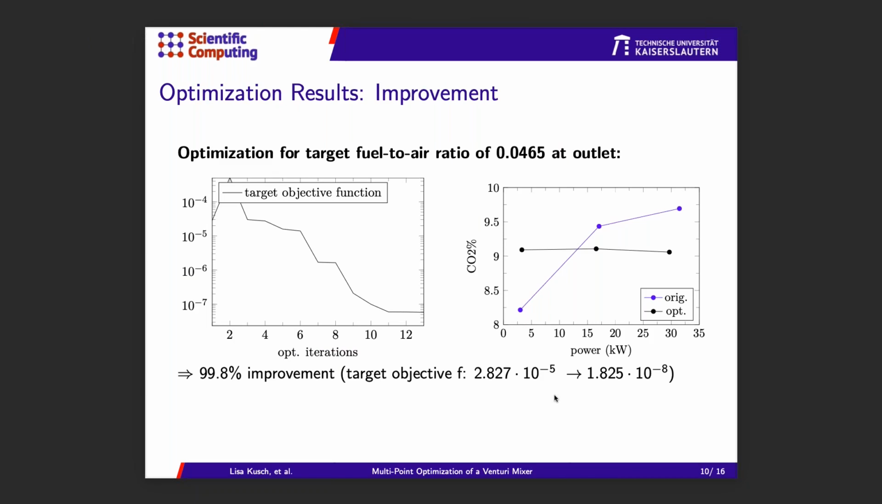Okay, and here on the left-hand side you see the optimization history. So now the objective function is the square distance summed over all powers, and you see that this drops from an order of 10 to the power of minus 5 to 10 to the power of minus 8. And if you look at the figure on the right, the blue one is the original design, the CO2 percentages over the powers, and the black one is the optimized design. You see that's an almost perfect fit to the target fuel to air ratio that we wanted to achieve.